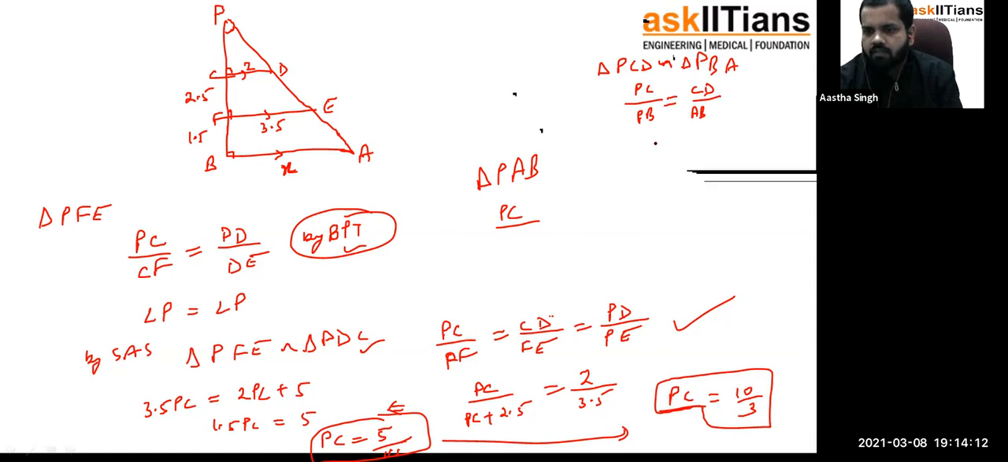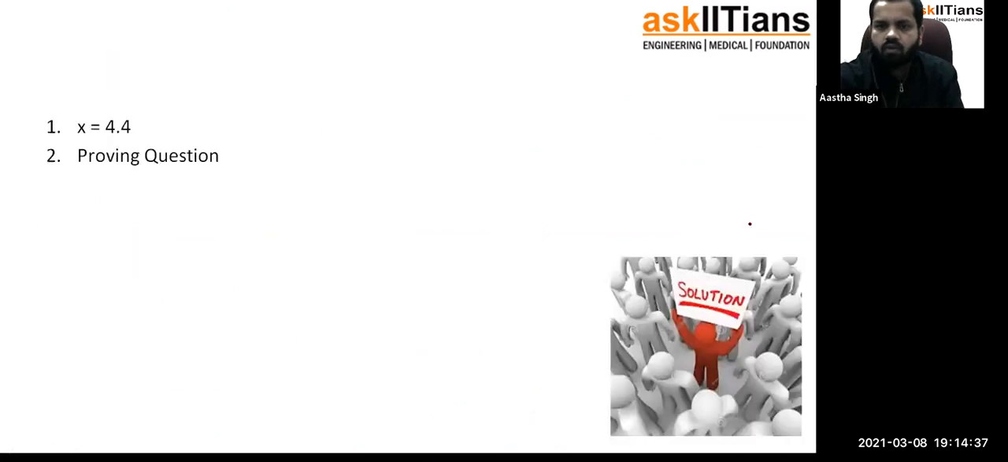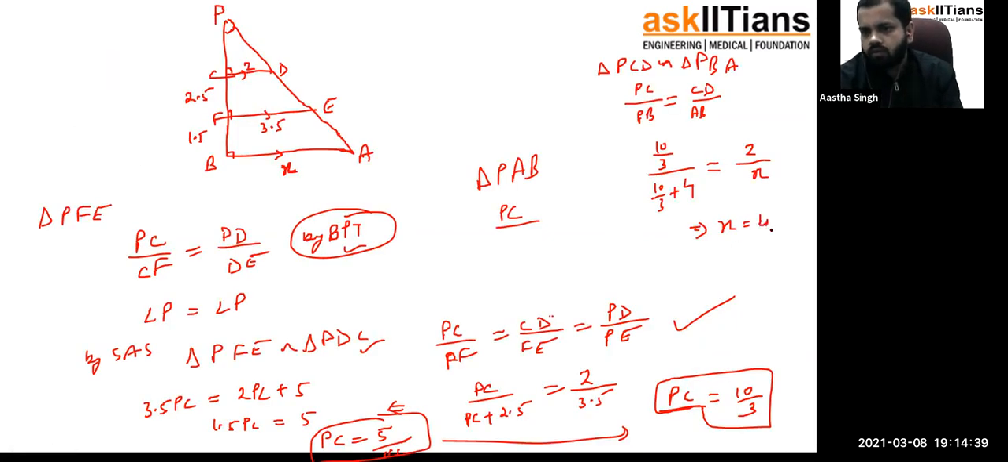So what PC is? PC is 10 upon 3. What PB is? PB is 10 upon 3 plus BC. BC is 4. CD is 2, and AB is x. So just do the calculation. You will find out that your x will be equal to 4.4. Right guys? So this is what you need to do.